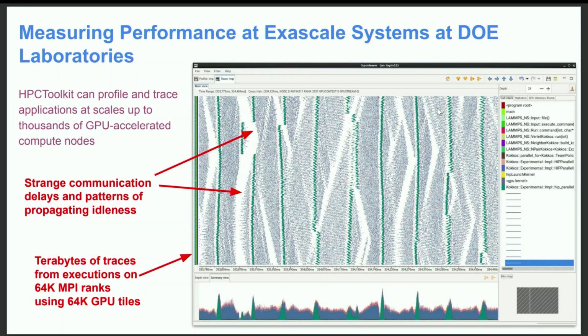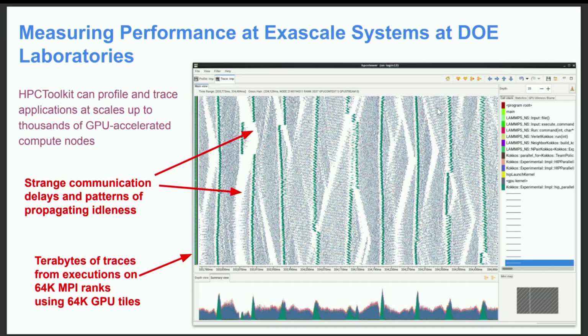So we're interested in measuring the performance of applications that we execute on Exascale systems at DOE laboratories. We measure the performance of executions performed on Frontier and Aurora. We use the HPCToolkit performance tool to collect the performance of large-scale executions. On this image, you can see a trace view of a large execution of LAMMPS on Frontier, with 64K Ampere ranks using 64K GPU tiles.